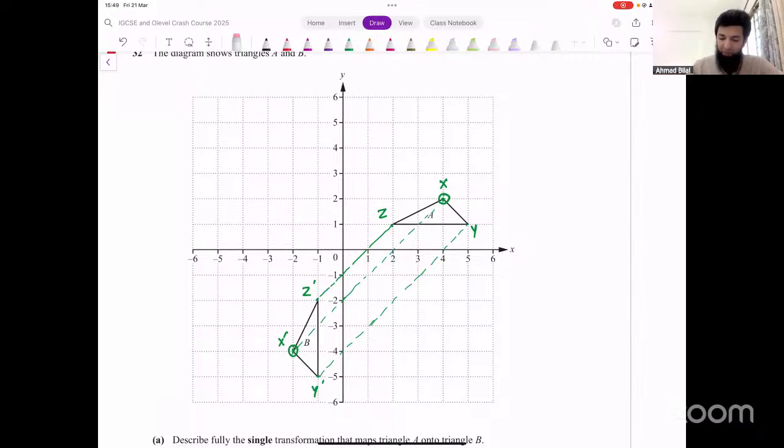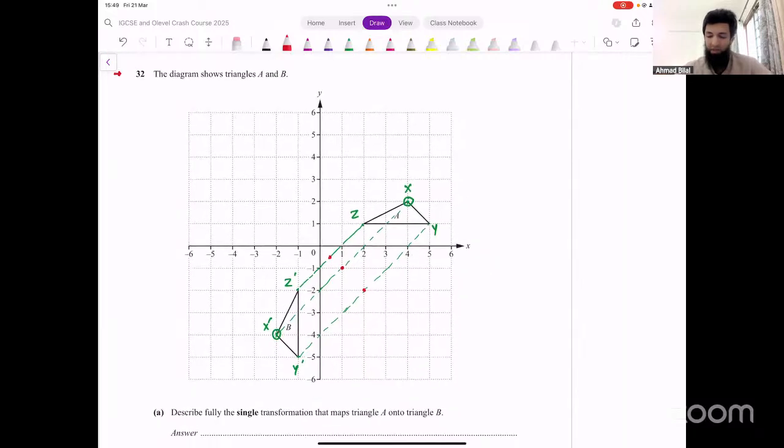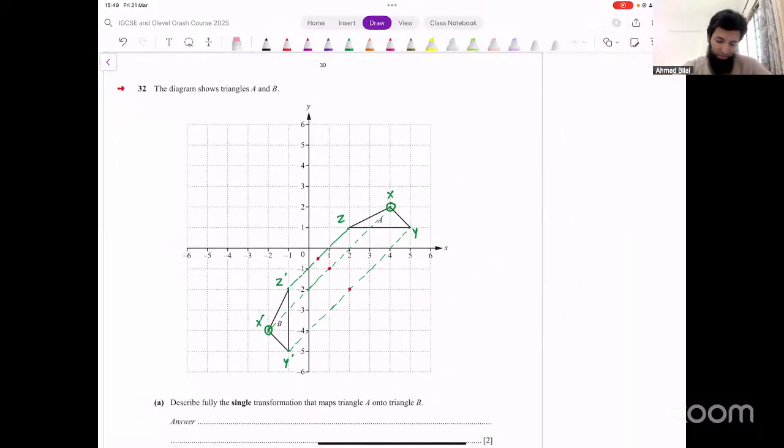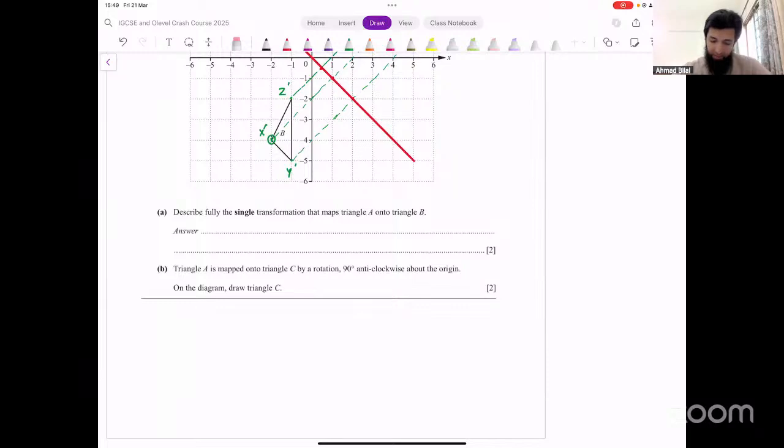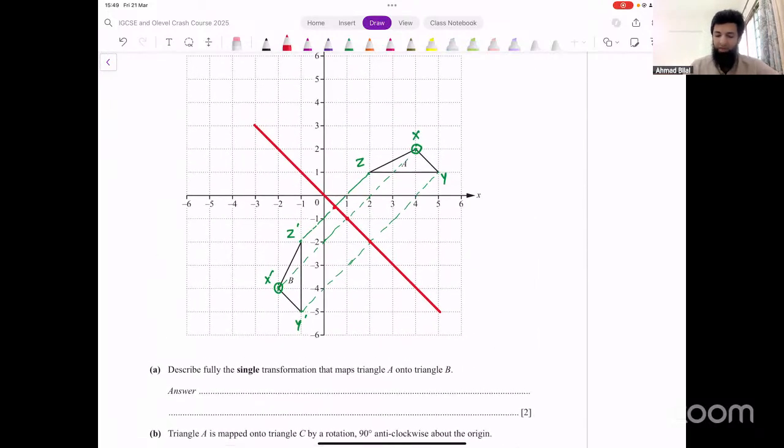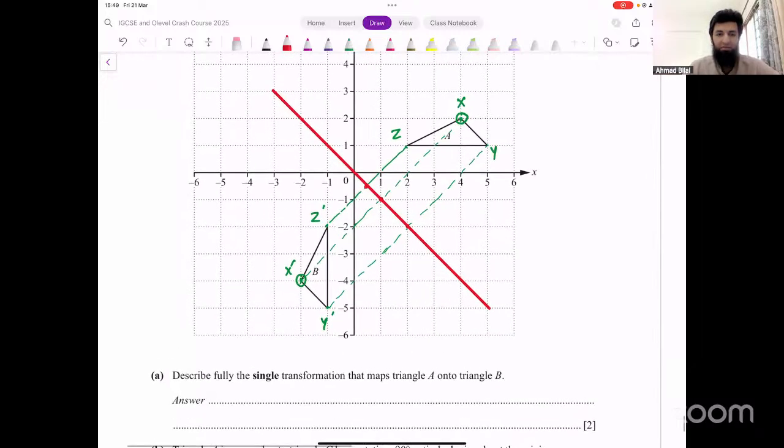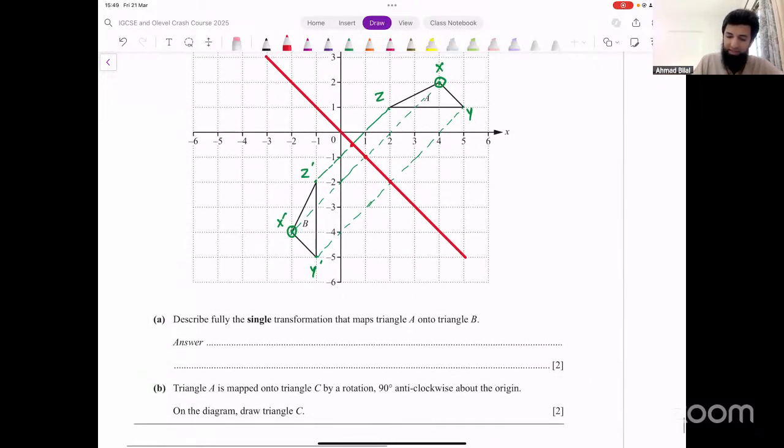How do you figure out the line of reflection now? Find the midpoints of these lines. This is the midpoint of y and y prime. This is the midpoint of x and x prime. This is the midpoint of z and z prime. Join these points and see what line you get. This is the line in which these triangles are reflected. Okay, so what do we say then? How do we describe this transformation?